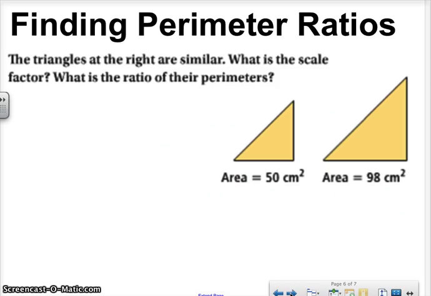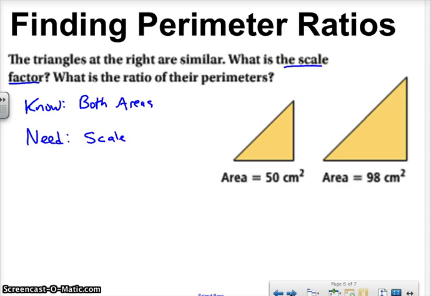So now we know the ratio of areas of two similar figures. We know both areas. We don't know any side lengths. What we want to know is the scale factor, so we need the scale factor. How we're going to do that is we're going to write a proportion.